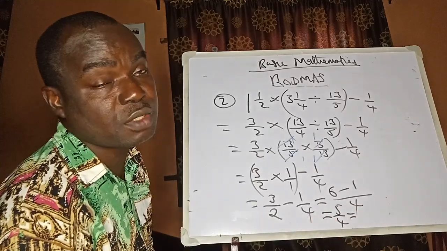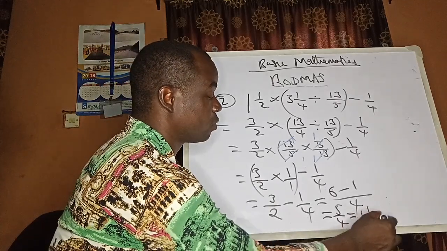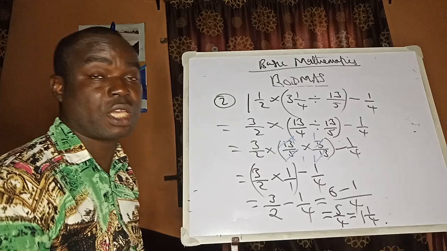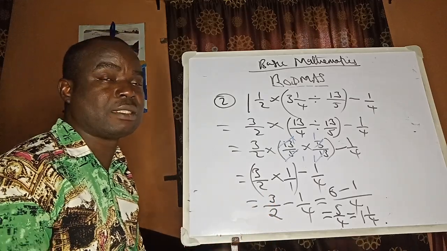You now change it to a mixed fraction. So 4 in 5 is 1, remainder 1. And that's the answer to the question. Okay? So that's how to do Bodmas. And then that's the end of the video.